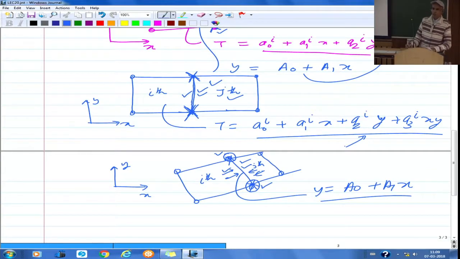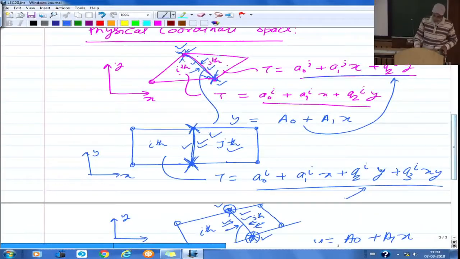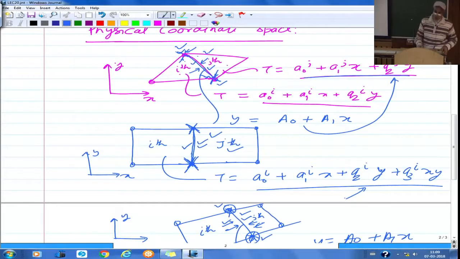So, this does not satisfy the continuity requirement of the field variable, that is temperature in this case, across the elements, when the edge is not parallel to either x or y. For the triangle that is not required. So, the question asked was how it happens in case of a triangle.